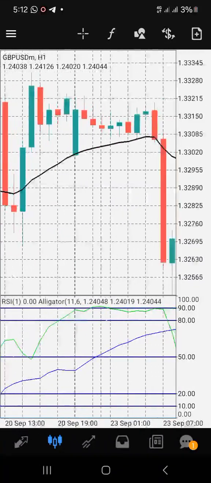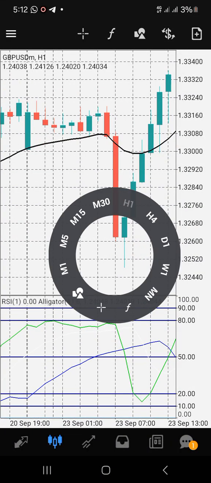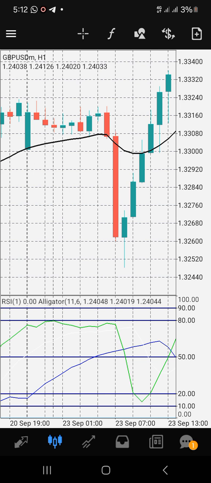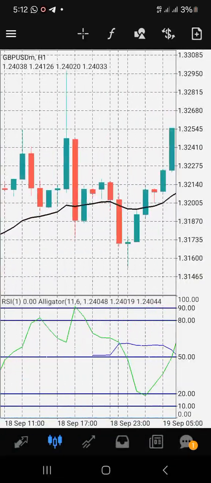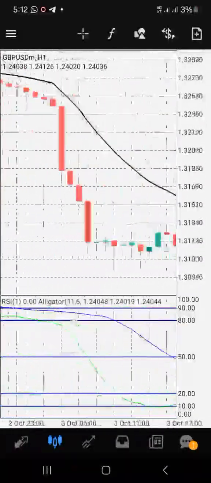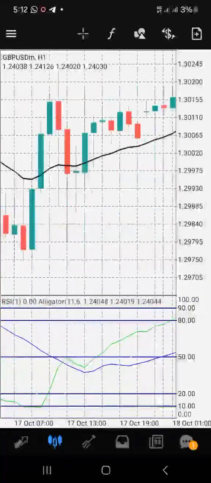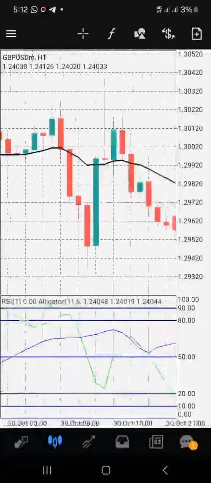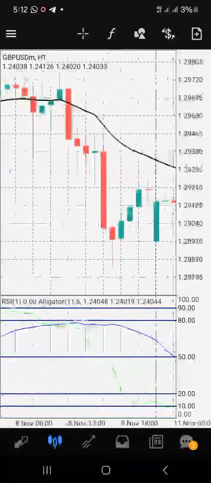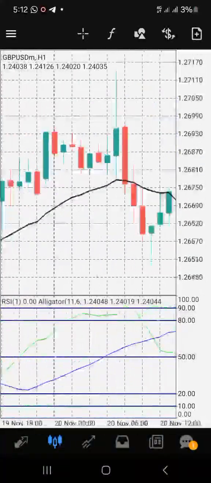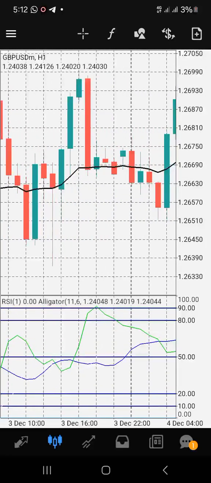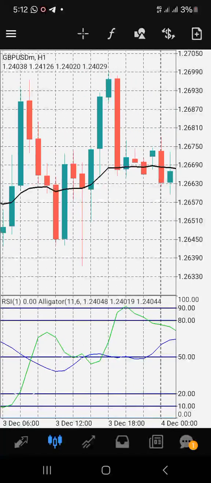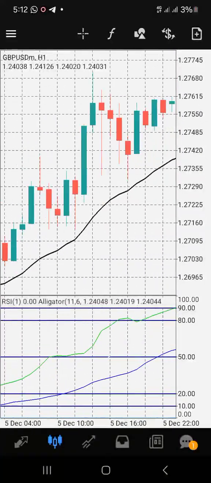So this cannot be called a bullish engulfing because the size of the bullish candle body is far smaller than the bearish candle. The formation is only qualified to be called a bullish engulfing if the size of the engulfing bullish candle is bigger than the size of the bearish candle, as you can see here. So that is it.